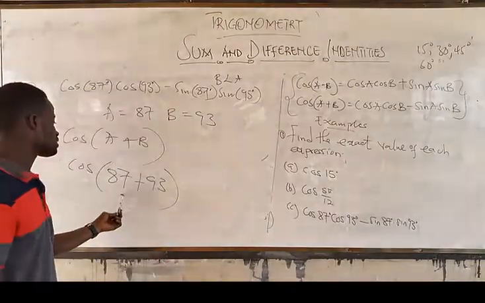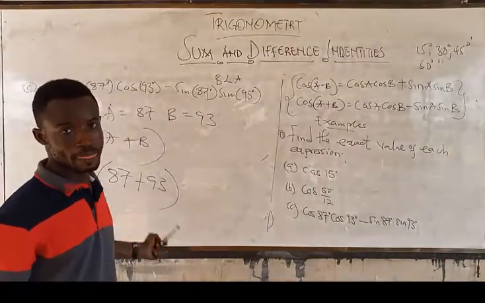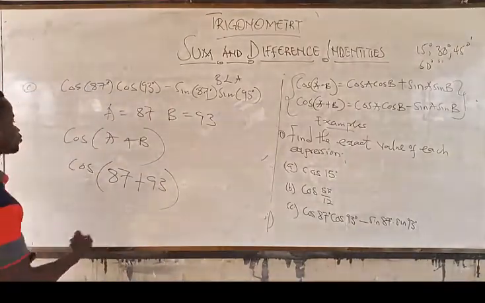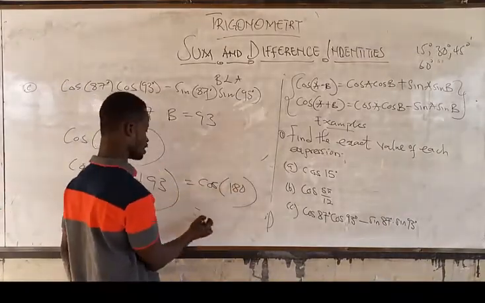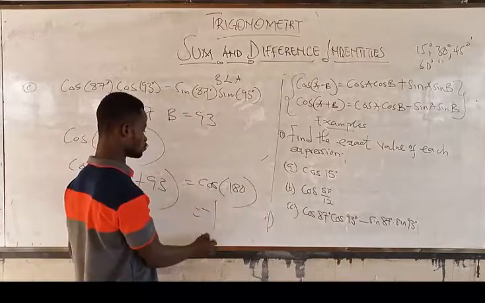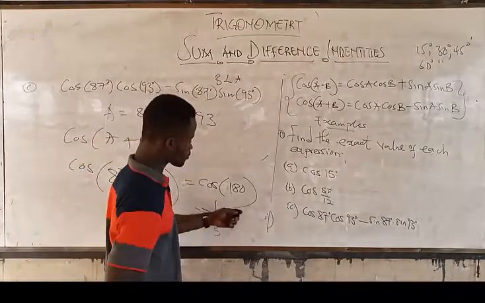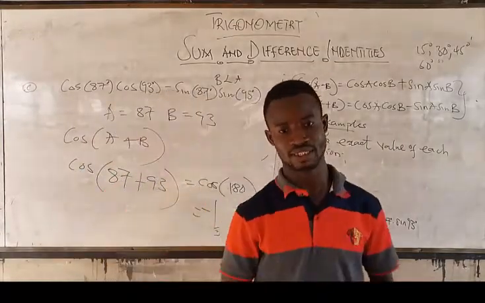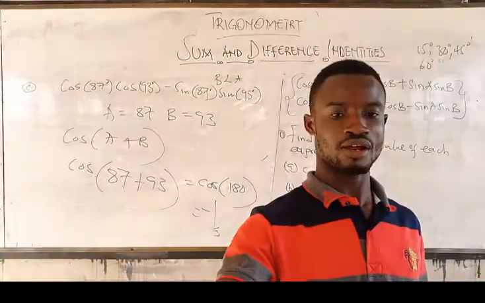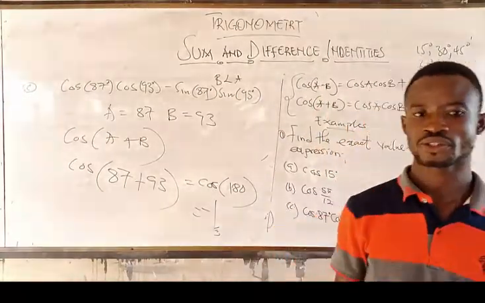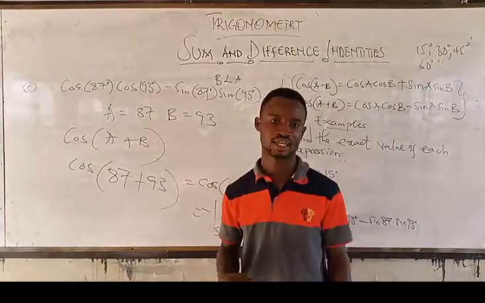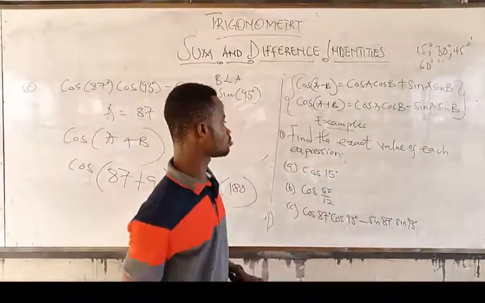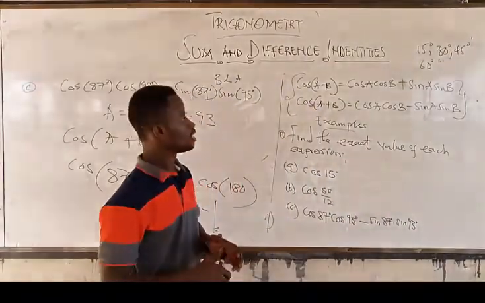And you go your way. When you add 87 to 93, you're going to get 180. So this is the same as cos 180, and that is going to give you -1. Very good. Just watch your calculator, you're going to get -1. Alright. So that is that. In our next video, you'll be looking at, please watch before I close.